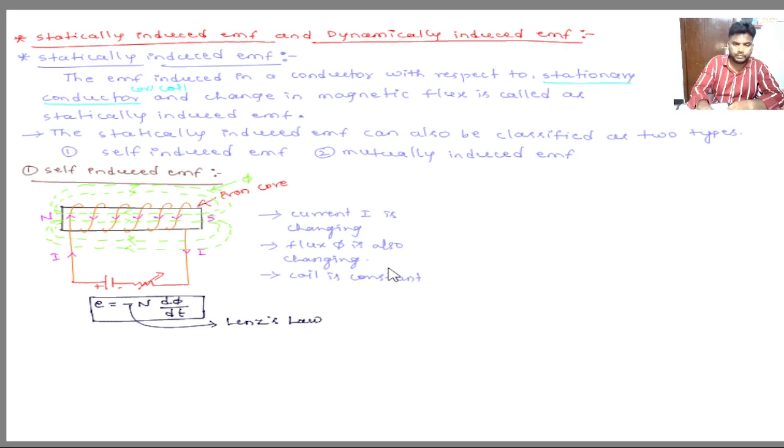Now, what do you mean by Lenz's law? The effect opposes the cause of its production. What is the effect? Here the induced EMF is the effect, and already we are applying some voltage. This is the cause of its production. Now, this effect will oppose the cause of its production. What is the cause? This original voltage. That's why the negative sign. The effect will oppose the cause of its production. That is Lenz's law.